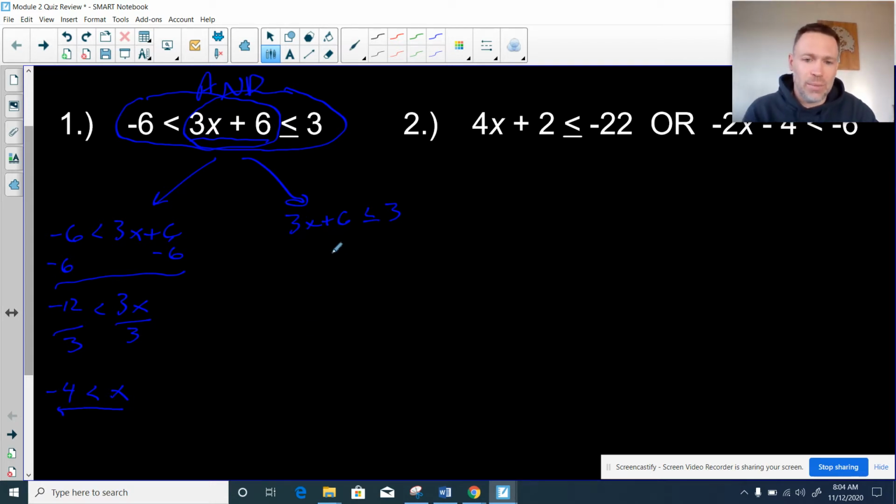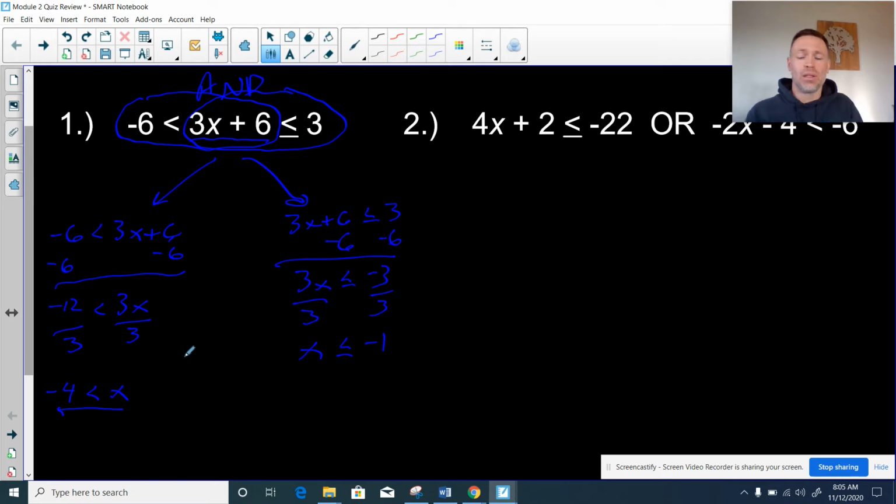All right, now I'll do the same thing here, exactly the same steps, because it's basically the same inequality except for what we're comparing it to. So we're going to subtract 6. I'll end up with 3x is less than or equal to negative 3. And then I'll divide by 3, and I get x is less than or equal to negative 1.